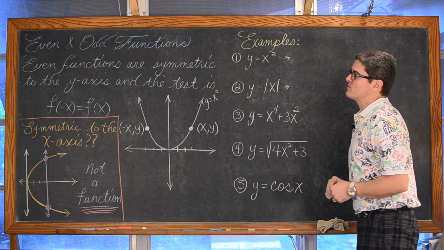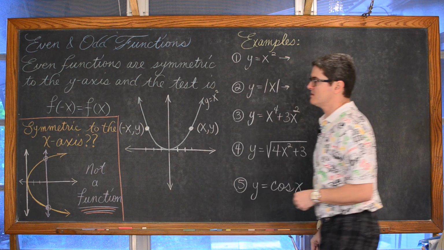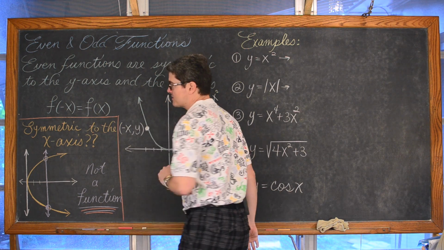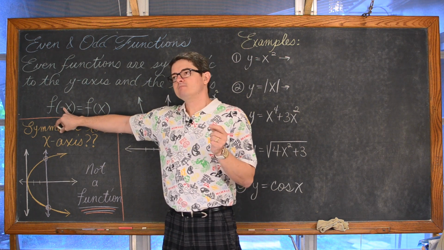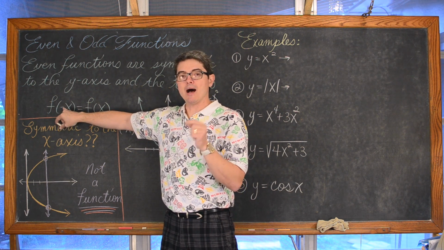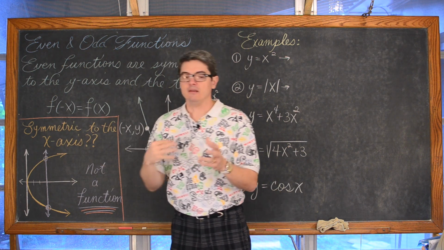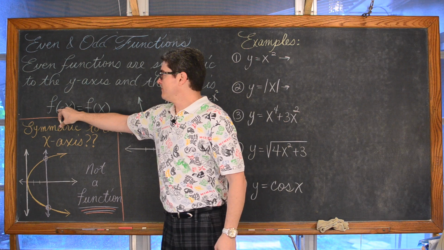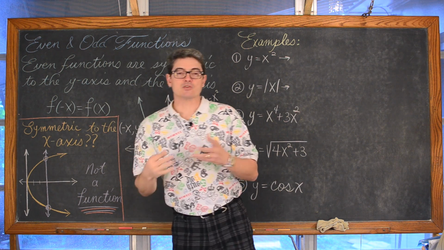Even functions are symmetric to the y-axis, and the test is f of negative x, or the opposite of x, is equal to f of x. I might say "negative" sometimes, but I really need to emphasize that it's the opposite value. I don't really know what the value of x is. If x is negative, then the opposite of a negative number is actually positive.